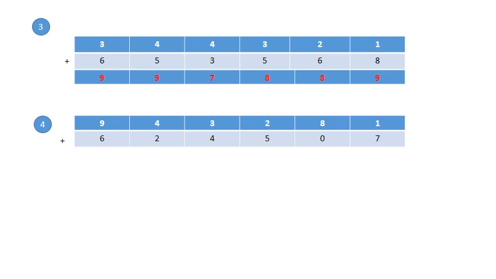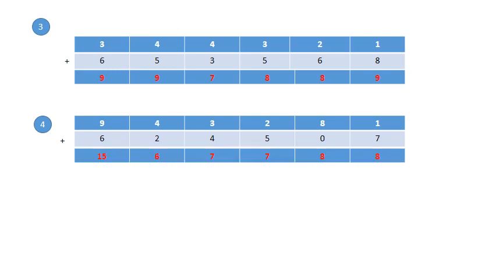Okay, written here 7 plus 1. So 7 plus 1 is 8. Come to the next one. 8 plus 0. 8. 5 plus 2. 7. 4 plus 3. 7. 4 plus 2, 6. And 9 plus 6, 15. Just check your answer.